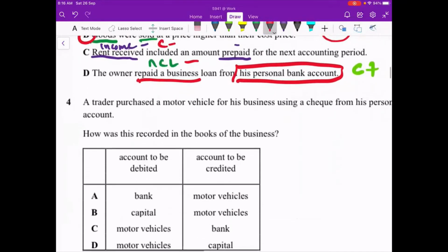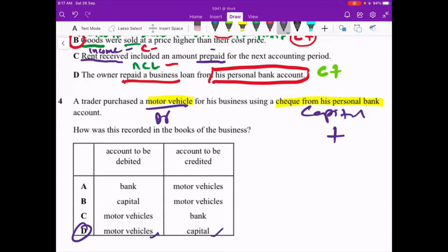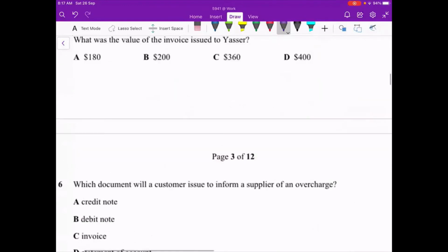Now we see question number 4. A trader purchased a motor vehicle for his business using his personal bank account. Personal bank account means he gives extra money to me. It's my capital. So in my company, my capital will be increased. Capital increase will be credit. And also I get a motor vehicle in my business. My motor vehicle increase means debit. So the answer is D. Debit motor vehicle, credit capital.